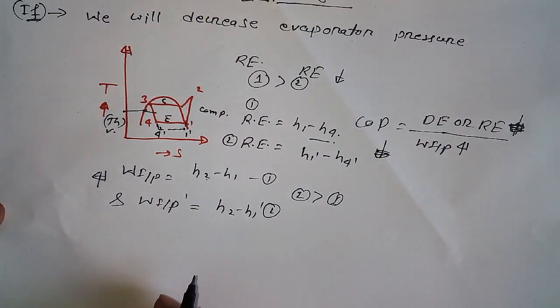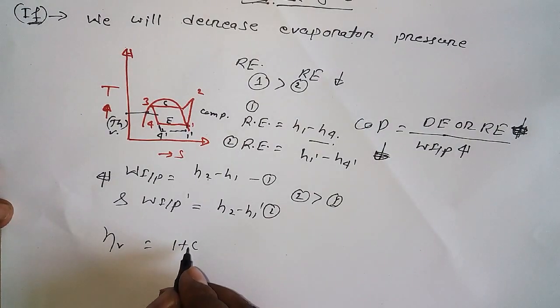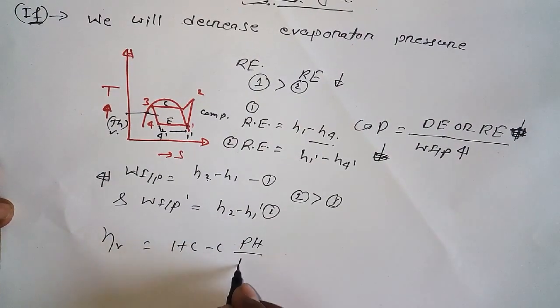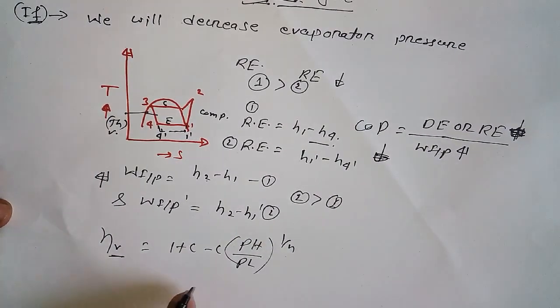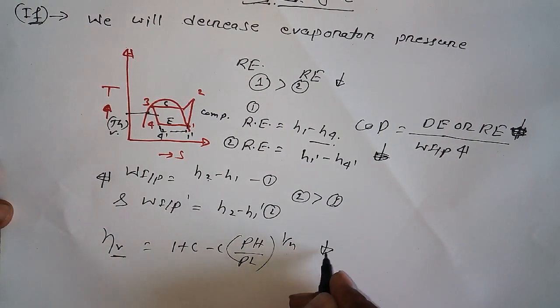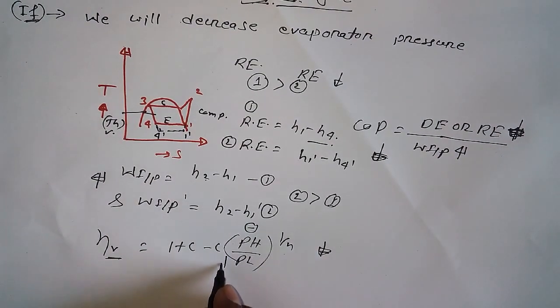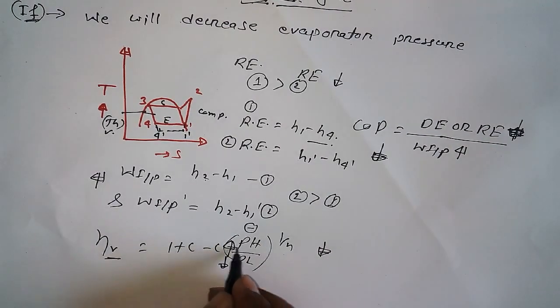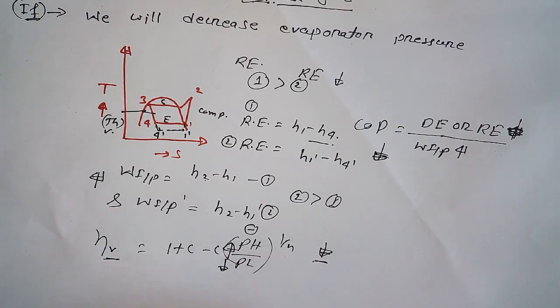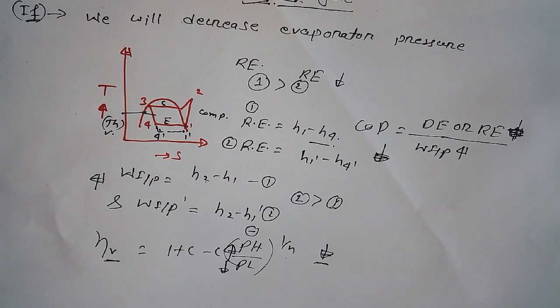Now let's go to another section, that is volumetric efficiency. What is it? 1 plus C, where C is the clearance ratio, minus C times P higher by P lower to the power 1 upon N. So here volumetric efficiency will decrease. Do you know why? Because the higher pressure stays the same, but the lower pressure will decrease, that means this ratio will increase, that means the whole term will decrease.